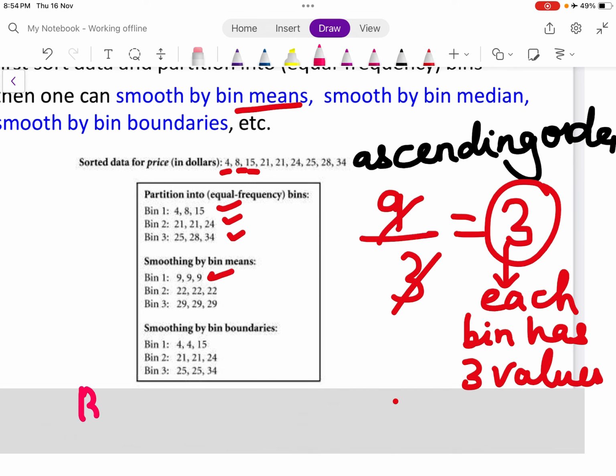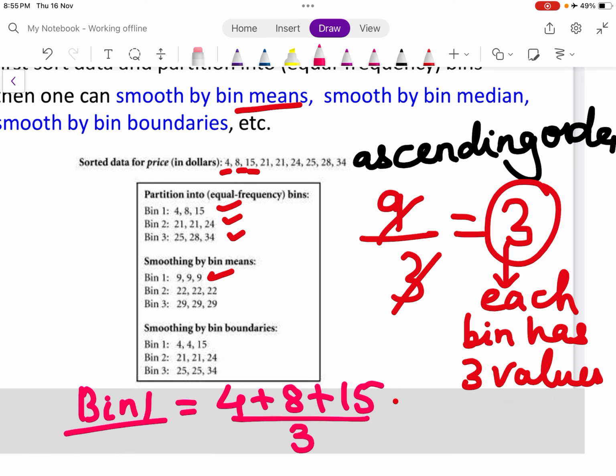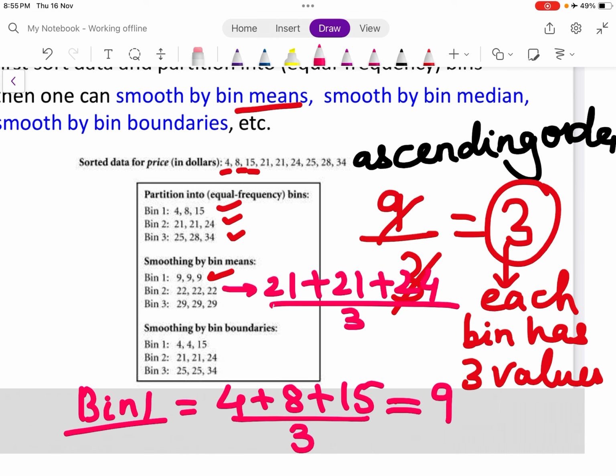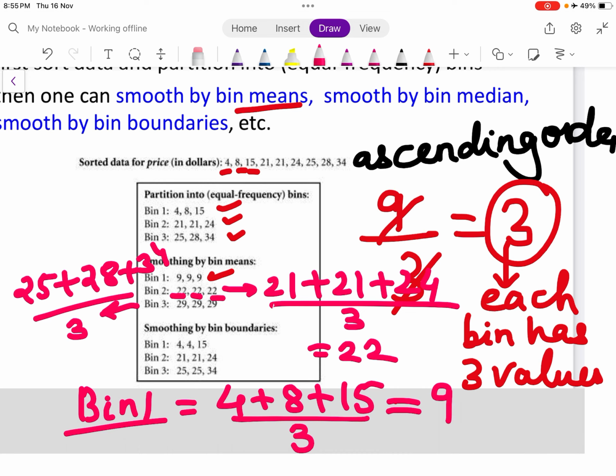So how will you do this? For example, for bin 1, I will say 4 plus 8 plus 15 divided by 3. I get 9. So I will write 9, 9, 9. In bin 2, I will do 21 plus 21 plus 24 divided by 3. I get 22. So I will write 22, 22, 22. In the third bin, I will do 25 plus 28 plus 34 divided by 3. I get 29. So I write 29, 29, 29.